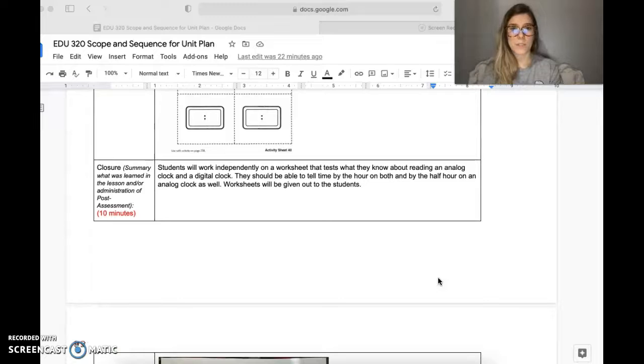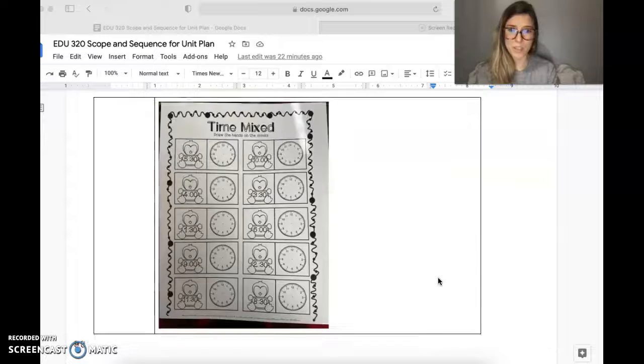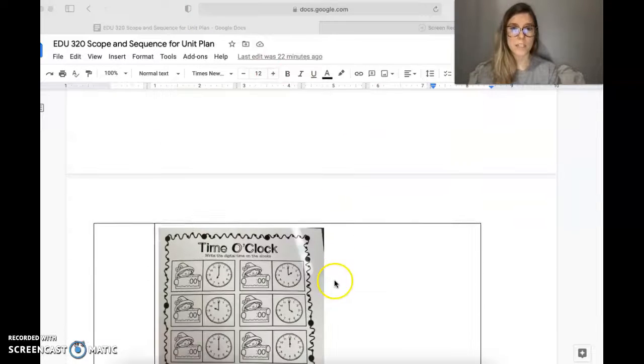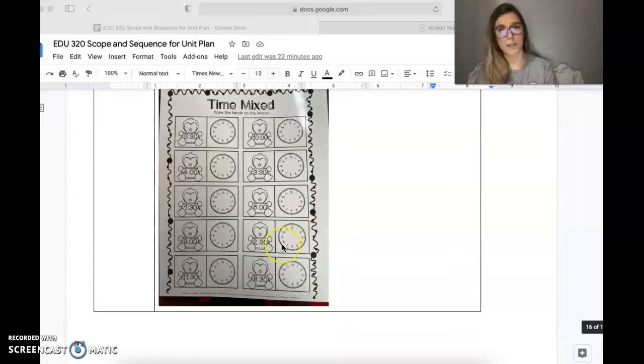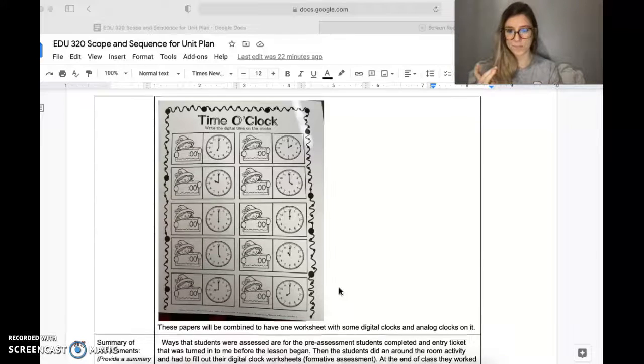Some assessments will be the independent worksheet and what they work on with their partner. And for this one, this is the independent worksheet. I would combine this worksheet and this worksheet. I wouldn't have all of them, but I would take some from here and some from here and combine them into one, and that way they can show me the time that's on there, right here and there, and that way they have the two different digital clocks and they have the analog clock that they can look at.